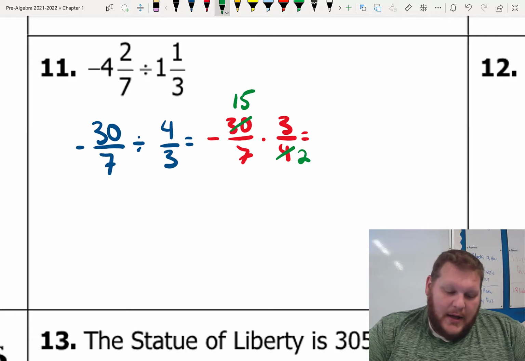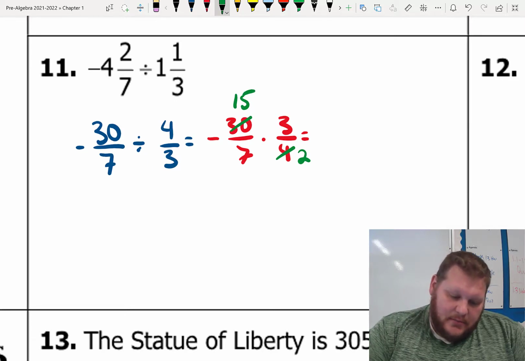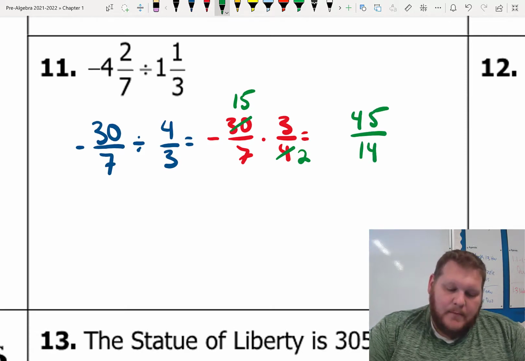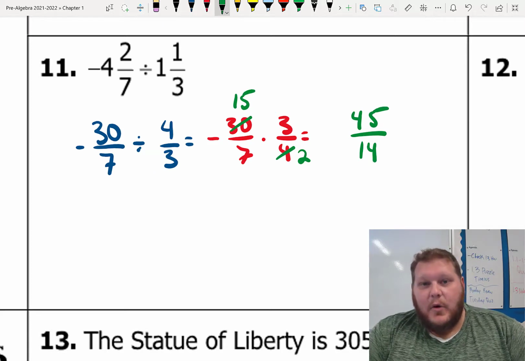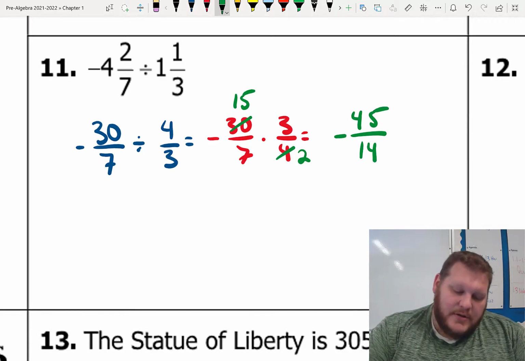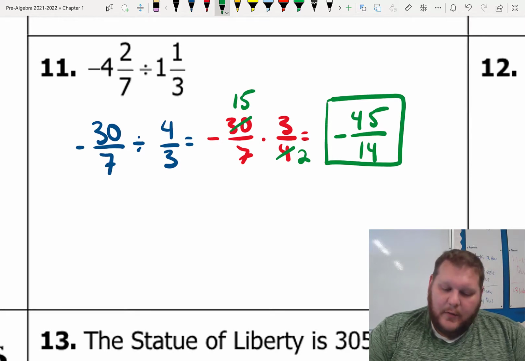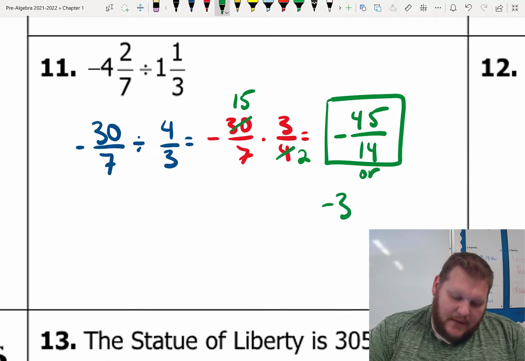So then I can go ahead and multiply straight across. 15 times 3 is 45. 7 times 2 is 14. One was negative, one was positive, so my answer should still be negative. So negative 45 over 14, or if you're going to be a mixed number person, negative 3 and 3/14.